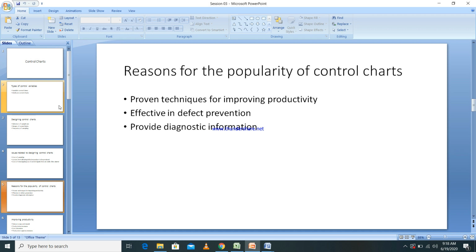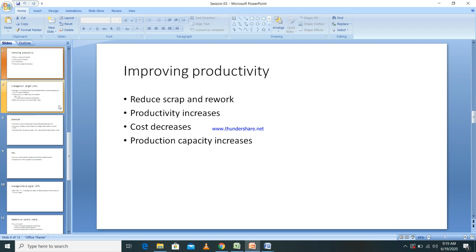And also you can provide diagnostic information. That is, with the use of the control chart, you can easily find out whether your process is in control or out of control. If it is out of control, we are sure that there are some assignable causes, and then we can find out what those causes are. To find those causes, the control chart is the one which gives us the hint that our process is out of control, right? So it provides diagnostic information. That is why these control charts are very, very popular in the field.